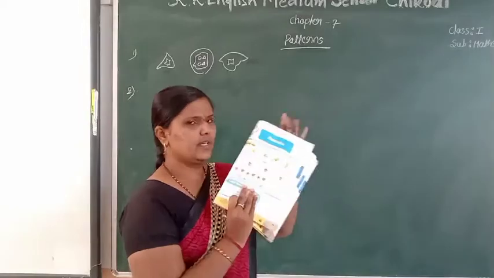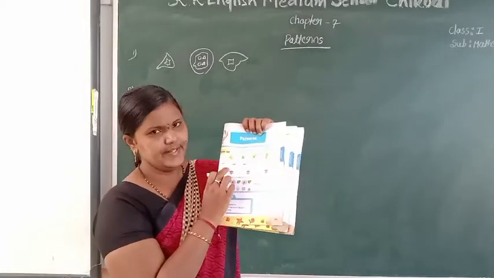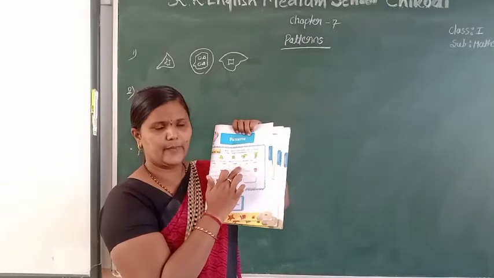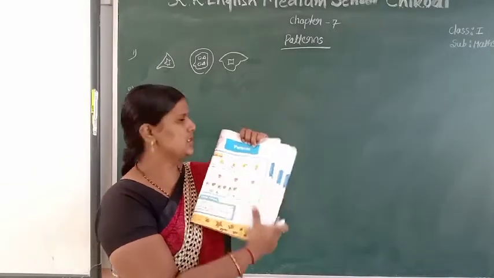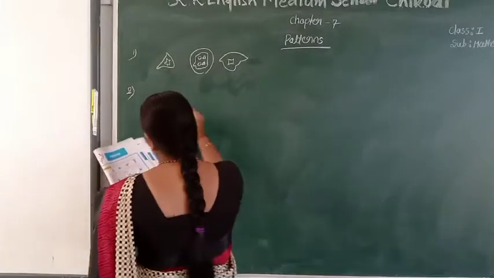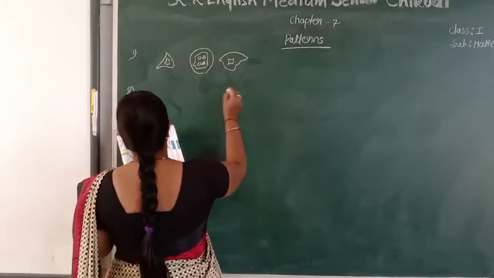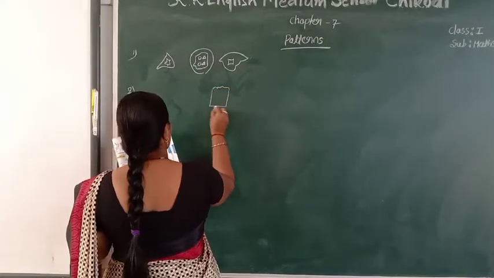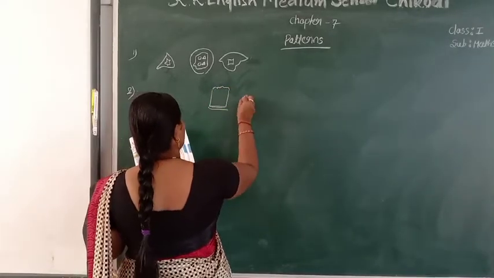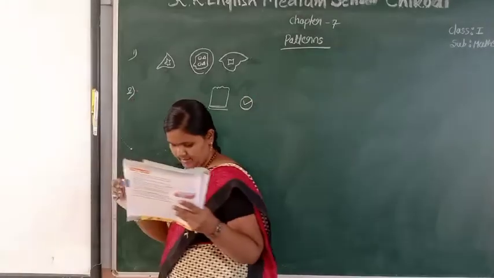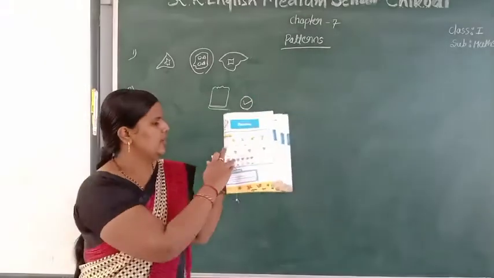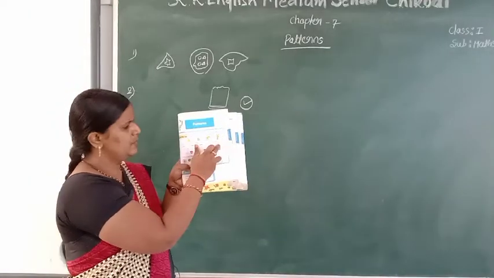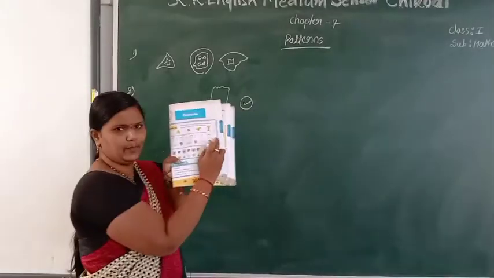See here, first one is book, pen, book, pen, book, pen. After pen, which one will come? Book. So, right here, book is there, no? And one circle is there, so just put there right mark. Book, pen, book, pen, book, pen. After pen, book will come. So you have to put here right mark.